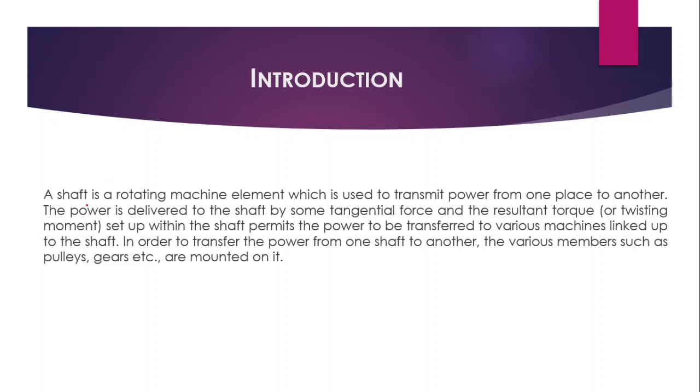Actually, a shaft is a rotating machine element which is used to transmit power from one place to another. The power is delivered to the shaft by some tangential forces, and the resultant torque or twisting moment set up within the shaft permits the power to be transferred to various machines linked up to the shaft. That is the condition.